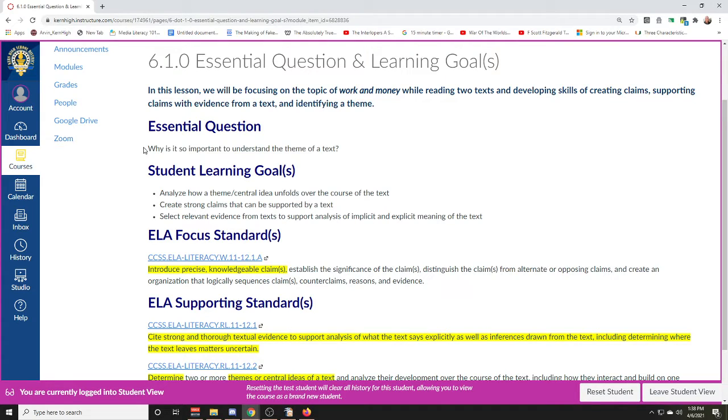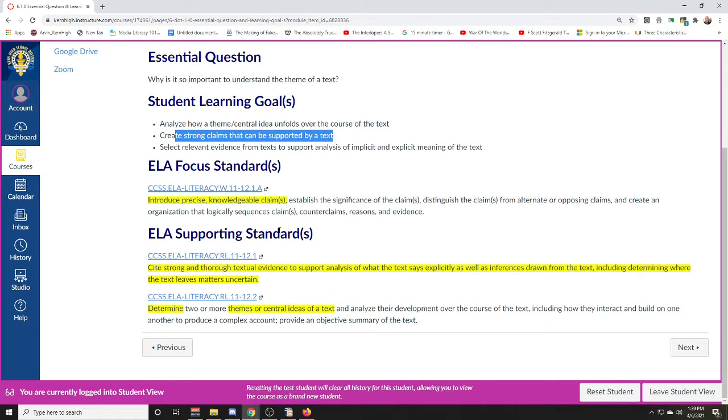Sorry. But anyways, our essential question for this week is, why is it so important to understand the theme of a text? And so, you'll be able to analyze how a theme and a central idea unfolds over the course of a text. You'll be able to create strong claims that are supported by the text, and you'll also be able to select relevant evidence that helps support your claim on the theme. Of course, these are the ELD and focus standards that we'll be looking at. You can look at this on your own time, though.